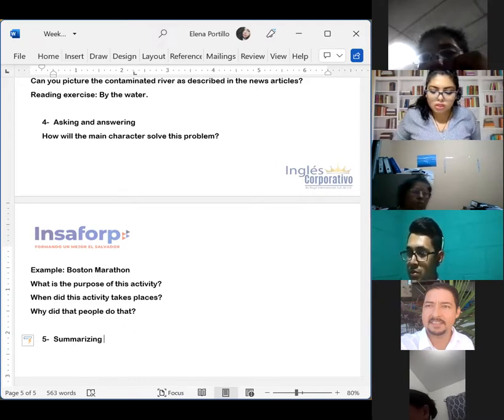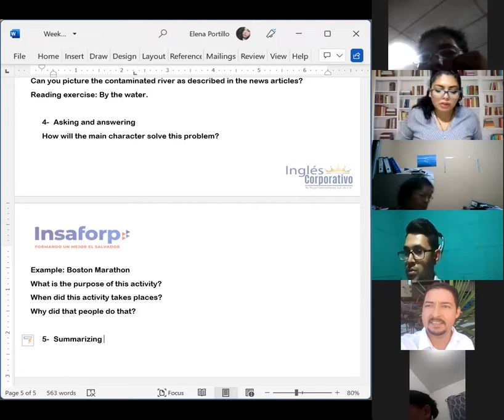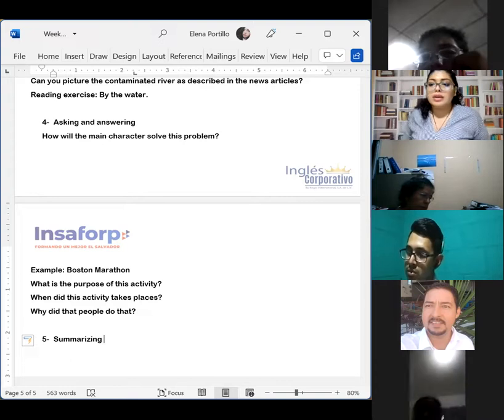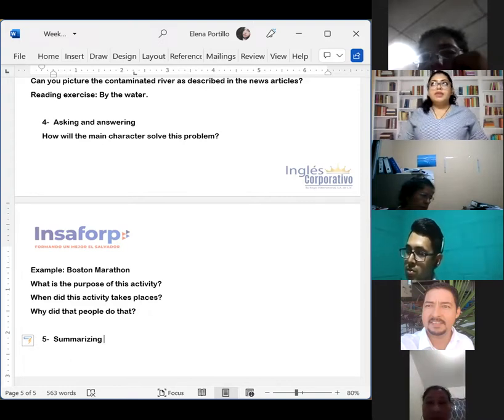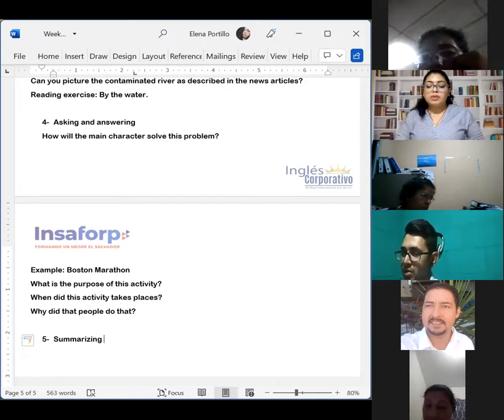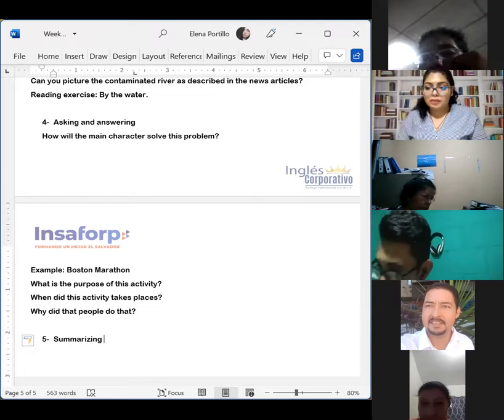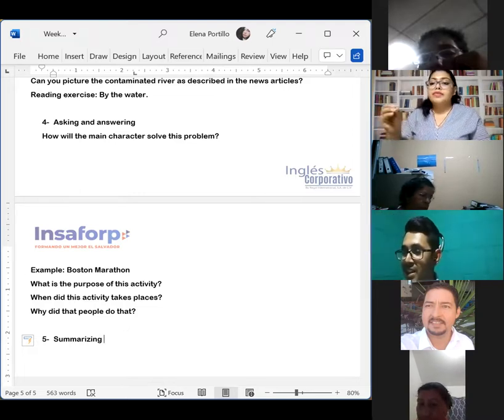People need to not only tell the difference, but also learn to give back information in a clear, concise manner. This is very important because when we are reading an article and someone asks us, what is the article about? We need to have this kind of summary in which we can give the details that are very important in the article.